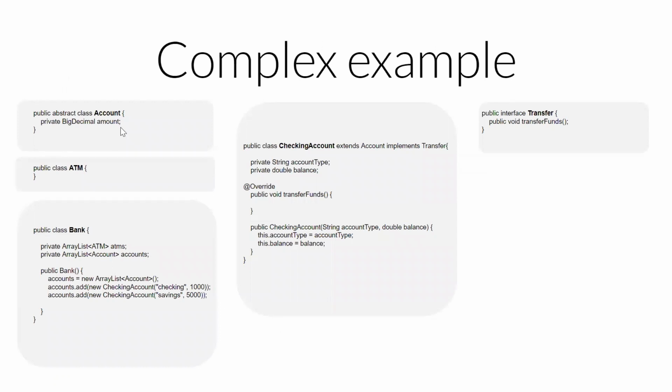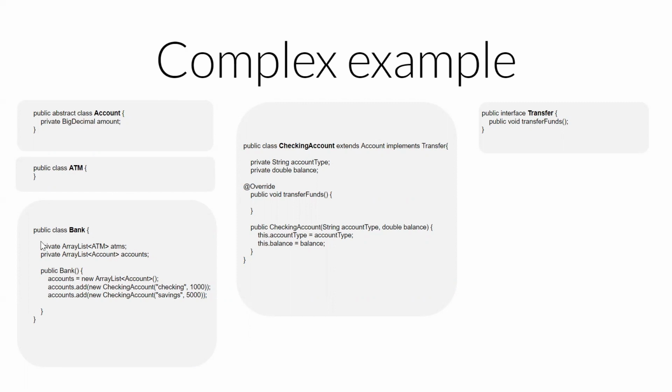And let's see a complex example where there is a bank, and the bank can have accounts and ATMs. So let's suppose the bank-account is a composition relationship and bank-ATMs is an aggregation relationship. And also our account, for example CheckingAccount, extends our class Account and implements interface Transfer.